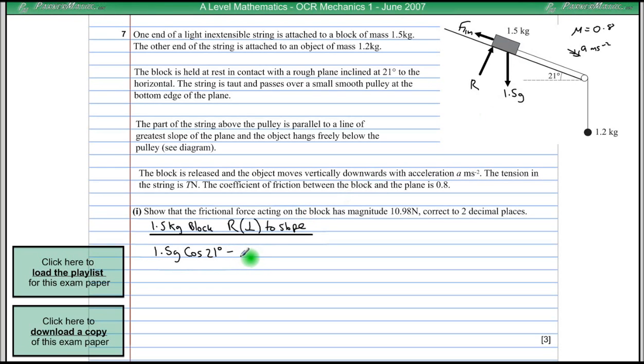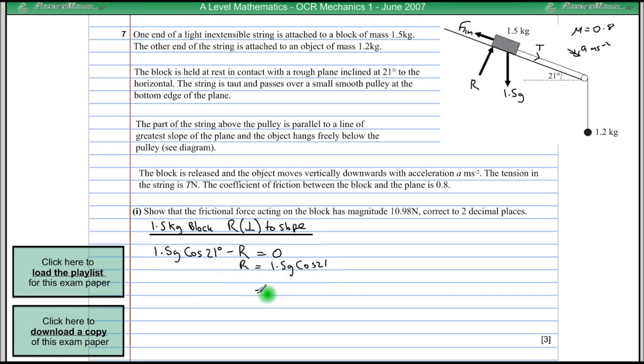In the opposite direction, we've got the normal contact force. There are no other forces that will apply when we're going perpendicular to the slope, because these forces here, the tension in this and the F lim, in fact we should add that T on there, are parallel to the slope. And we know that the block, although it's accelerating down the slope, it's not accelerating into the slope, so mass times acceleration will give us 0 here. So our force for R is going to be 1.5 g cos 21.